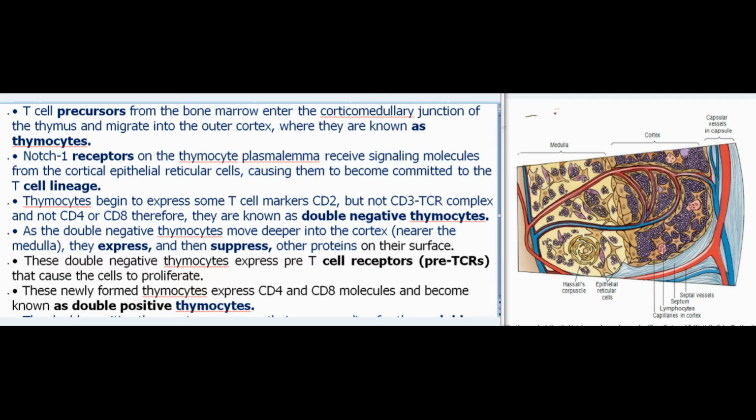immunocompetent T cells. To do this, they must contact various epithelial reticular cells of the cortex and develop some and eliminate other surface markers. T cell precursors from the bone marrow enter the corticomedullary junction of the thymus and migrate into the outer cortex, where they are known as thymocytes. Notch1 receptors on the thymocyte plasmalemma receive signaling molecules from the cortical epithelial reticular cells, causing them to become committed to the T cell lineage. Thymocytes begin to express some T cell markers, CD2, but not the CD3 TCR complex and not CD4 or CD8. Therefore, they are known as double-negative thymocytes.